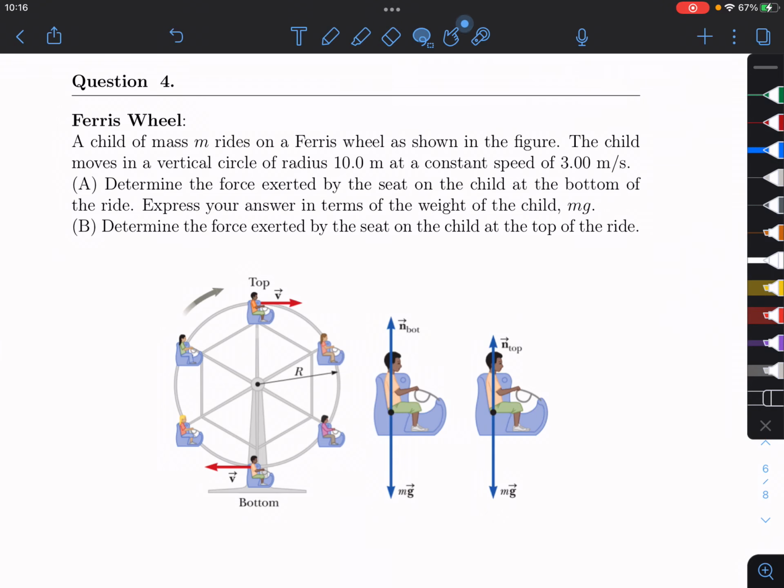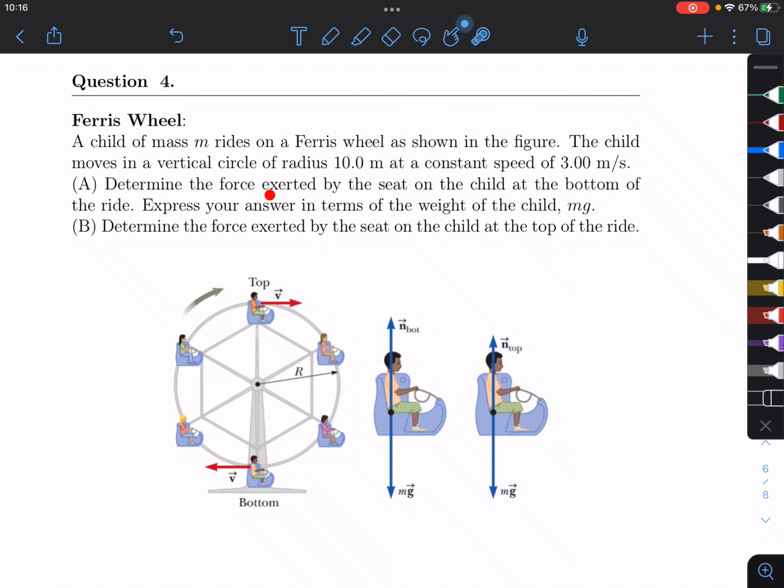Okay, so in this problem we have a Ferris wheel. The Ferris wheel is rotating with a constant velocity, okay? We have a child of mass m, and he moves in a vertical circle with a radius of 10 meters and a constant speed of 3 meters per second. So constant speed.